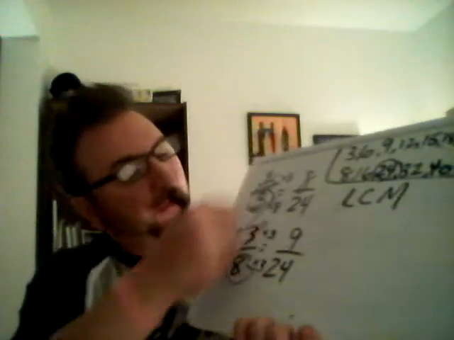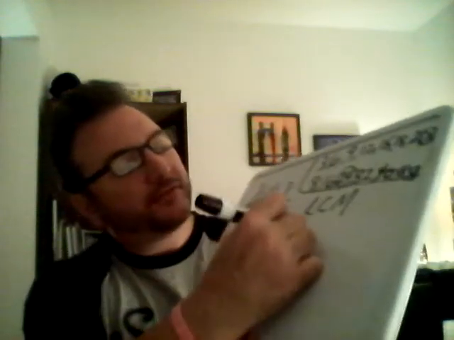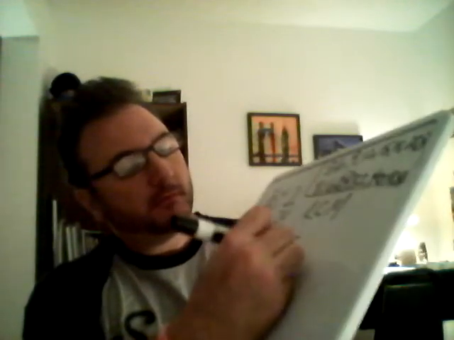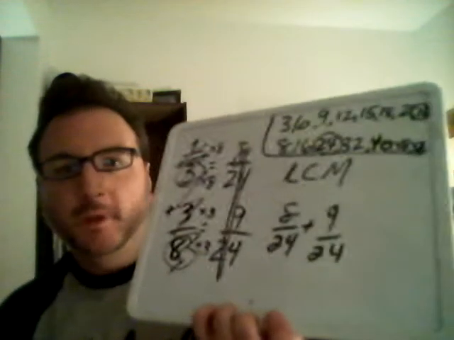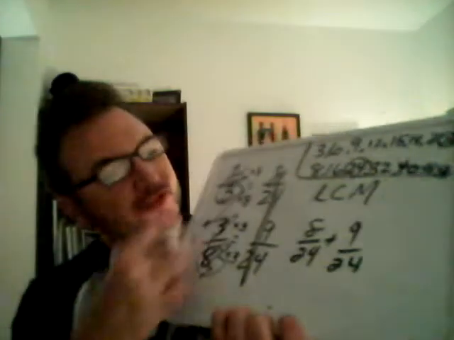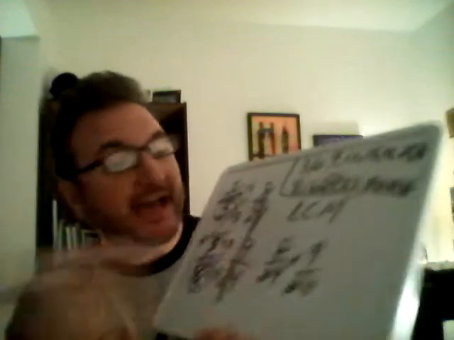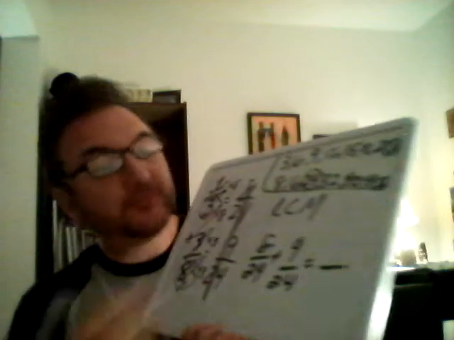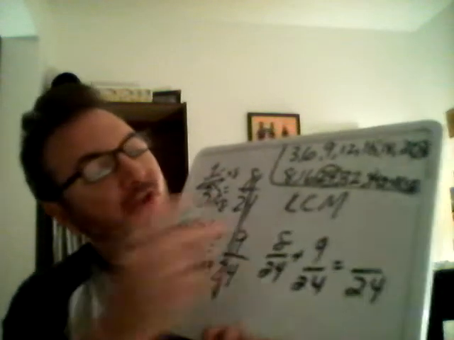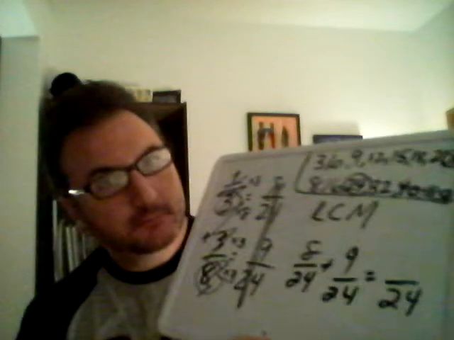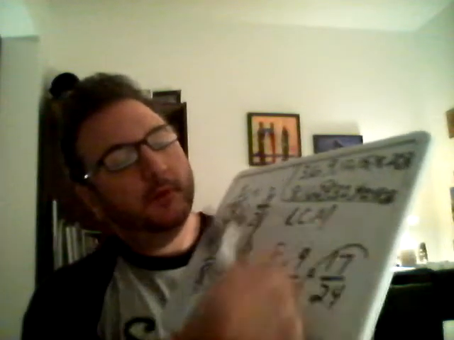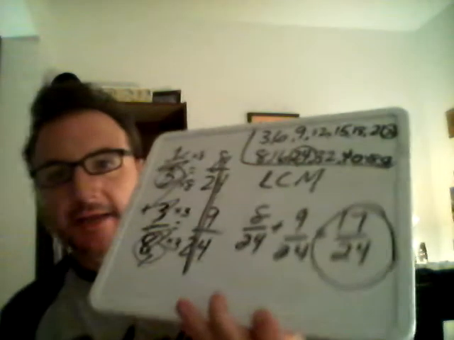So instead of dealing with this, I deal with 8 24ths plus 9 24ths. I don't need this either because I just wrote it here. This is the new problem. This turned into this after all that work. Now I just add. The denominators are the same, so the bottom is going to stay the same. Just add the top, the numerators. 8 plus 9 is what? 17. And that is my answer.